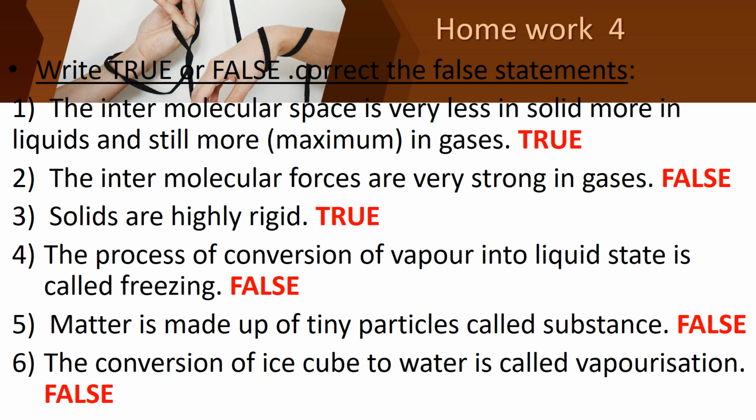Okay, children. And then the fifth one: matter is made up of tiny particles called molecules. Cut the substance and write molecules. And then the sixth one: the conversion of ice cube to water is called melting. Cut the vaporization and write melting. Then we will get the correct statement. Children, have you all corrected your answers?